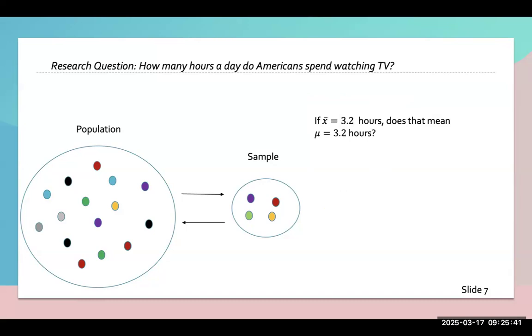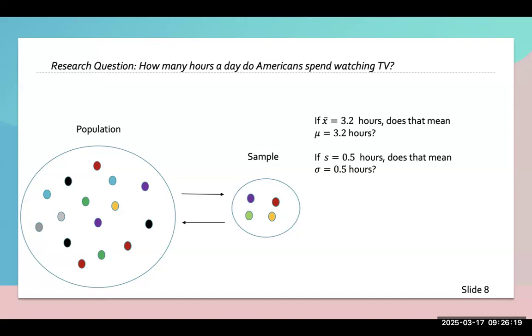Here's a research question. How many hours a day do Americans spend watching TV? Suppose you have a sample of Americans and you find that the sample mean, X bar, is 3.2 hours. Does that mean that for the whole entire population, the population mean is also 3.2 hours? No, they're not necessarily equal. And if the sample standard deviation is 0.5 hours, does that mean that the population standard deviation is also 0.5 hours? No, they're not necessarily equal.